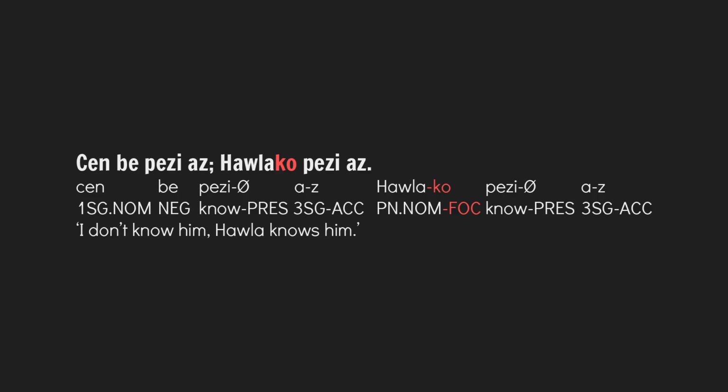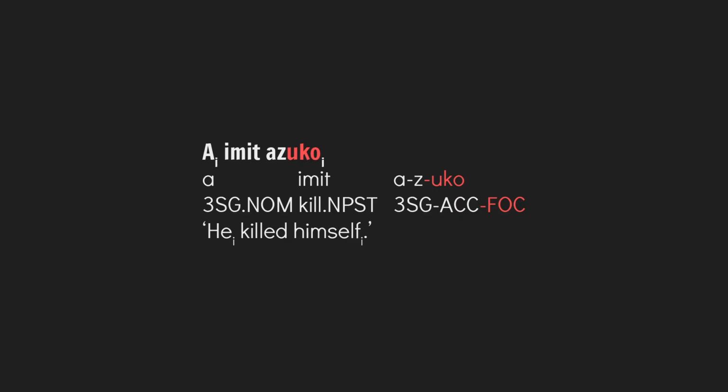It's also used as a contrastive suffix. If you want to say something like, I don't know him, Halwa knows him, where you contrast I and Halwa, you'd say something like this. The suffix also works to create reflexive meaning. He killed him would sound like this. Whereas he killed himself would sound like this. Attaching the focus suffix to the oblique pronoun creates that reflexive himself meaning.